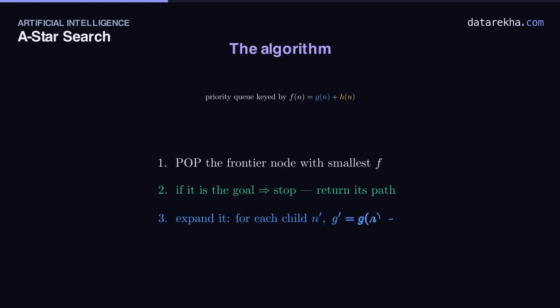Step 3: otherwise, expand it. For each child n prime, its new cost g prime is the parent's g plus the edge cost. Step 4: if that new route to n prime is cheaper than any we knew, relax it. Update the child's g and its f. Then loop back to step 1. That single key, f equals g plus h, is the whole engine, and it quietly contains two algorithms you already know, which is exactly where we head next.